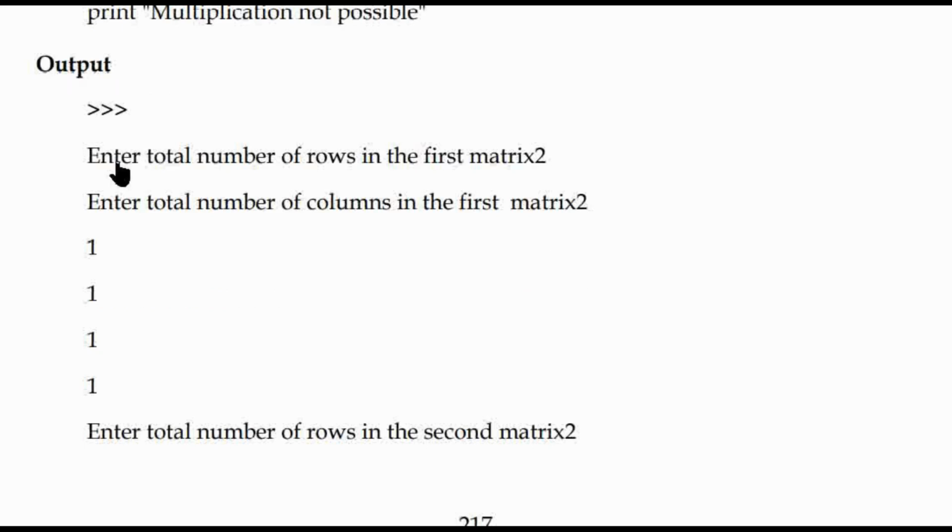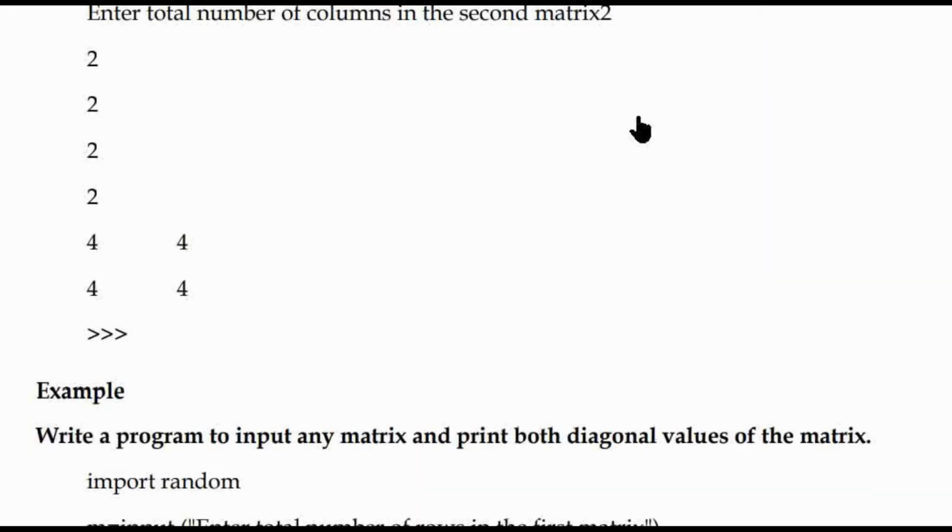Output: enter total number of rows in the first matrix 2. Enter total number of columns in the first matrix 2. 1 1 1 1. Enter total number of rows in the second matrix. Enter total number of columns in the second matrix 2. These are the printed 4 4 4 4.